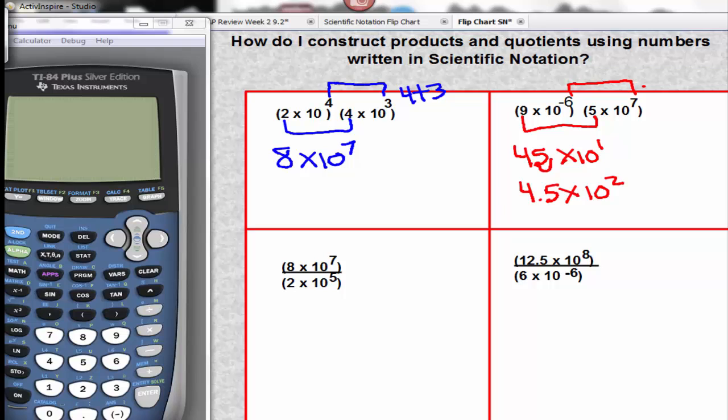And now that I've been dealing with multiplication, division is not really any harder. The only thing you've got to remember is that now that you're dividing, instead of adding your exponents, you're going to subtract your exponents. So I'm going to go back up here and make a note: add exponents. And down here, I want to keep a note to subtract exponents.